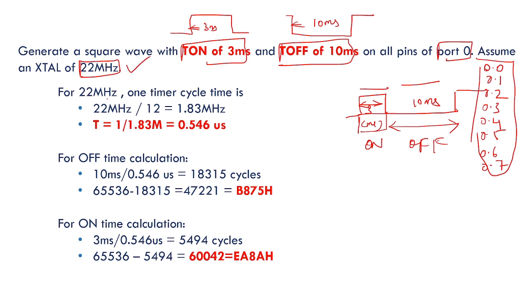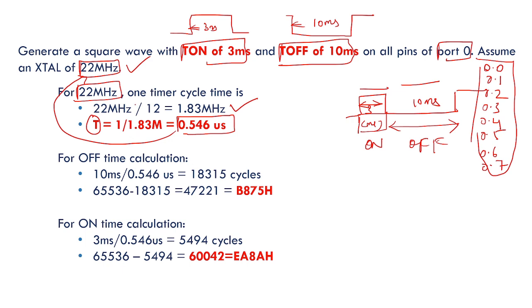First, what is the procedure? I need to find the machine cycle execution time for each instruction for this corresponding frequency. The procedure is first you need to divide by 12. You will get 1.83 megahertz. Then you need to take the inverse of that value. That gives the time for execution of an individual instruction, 0.546 microsecond when you operate at 22 megahertz.